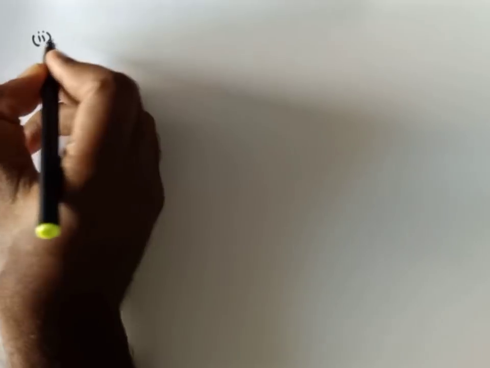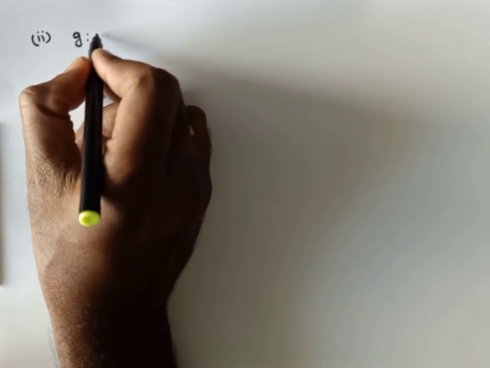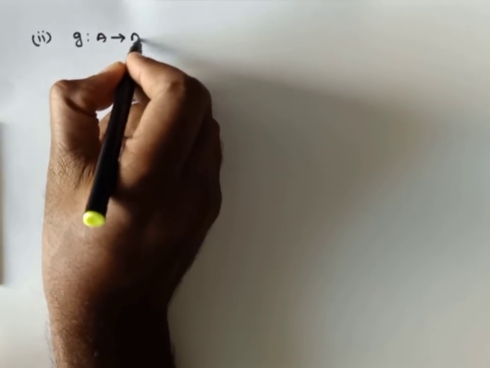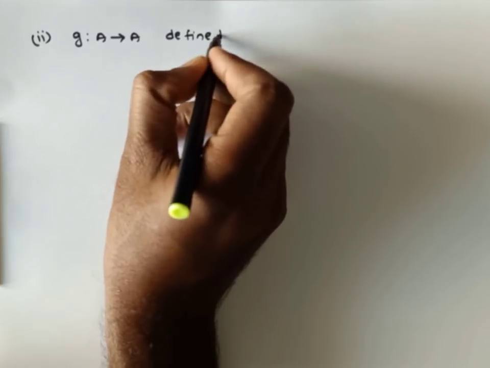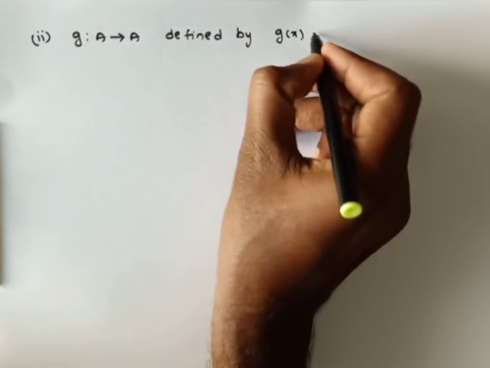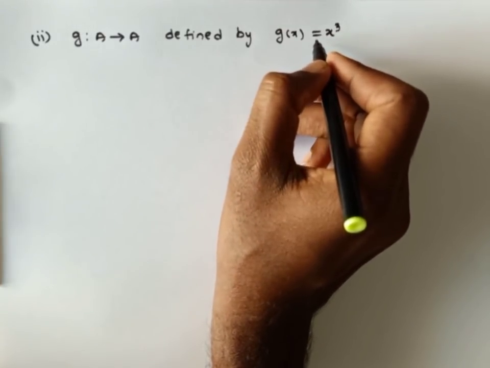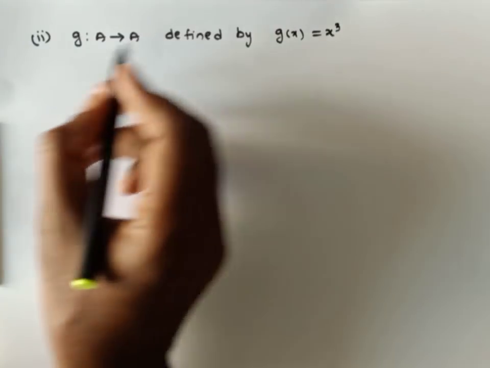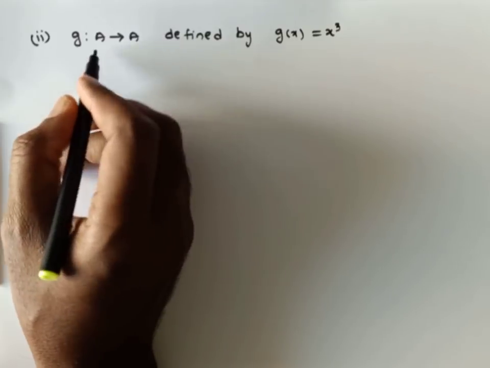Now let's see the second problem. What is it? g from A to A is defined by g of x equals x cube, right? In the previous problem, f of x equals x square, and now g of x is x cube. We need to check only surjection for this g from A to A.